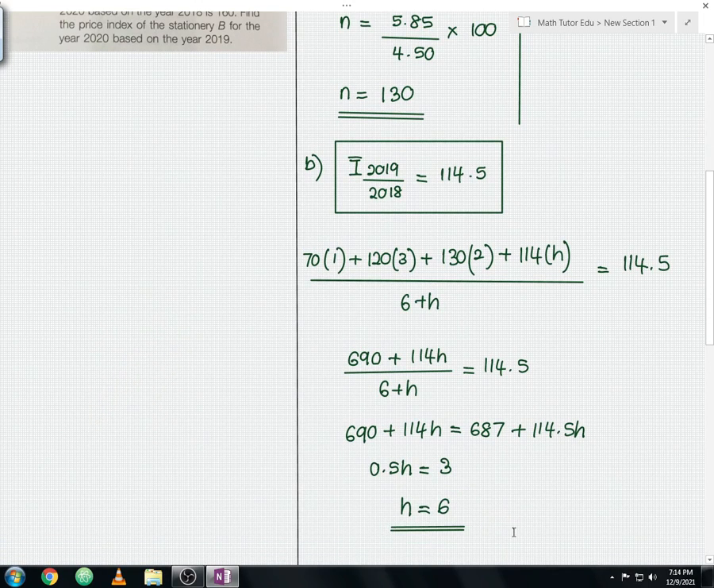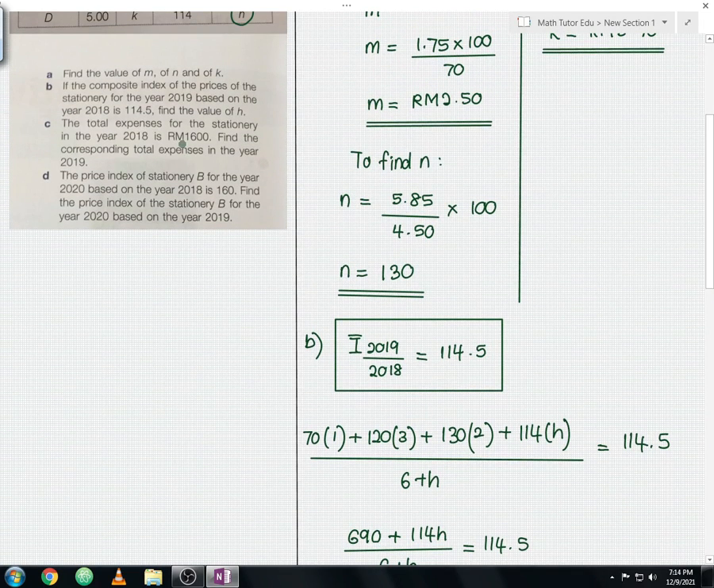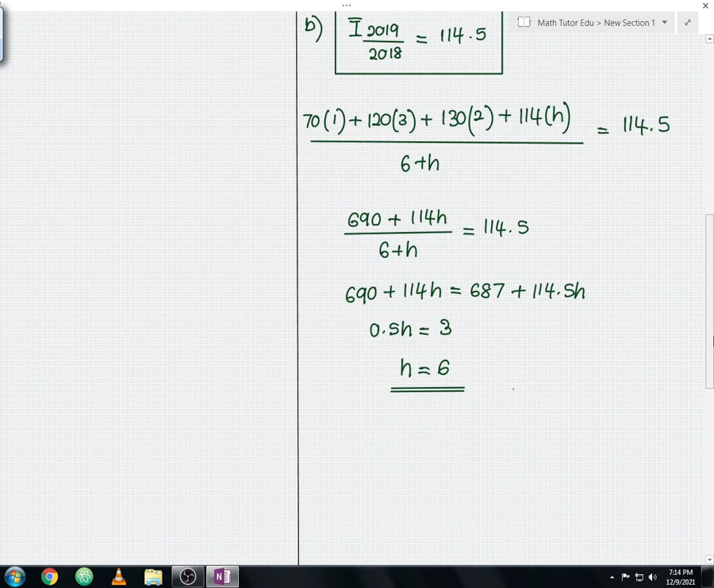Okay, so from here let us proceed our discussion for the question part C. For the question part C they gave us that the total expenses for the stationery for the year 2018 is 1600, and we are required to find the corresponding total expenses in the year 2019. Since the question already gave us the composite index value, it will be very easy for us to solve this question.